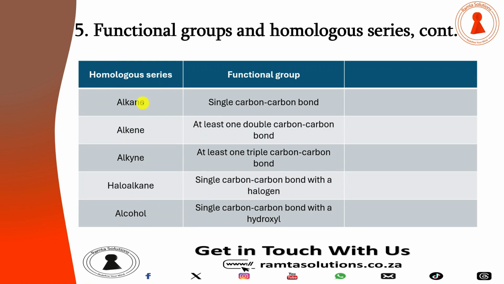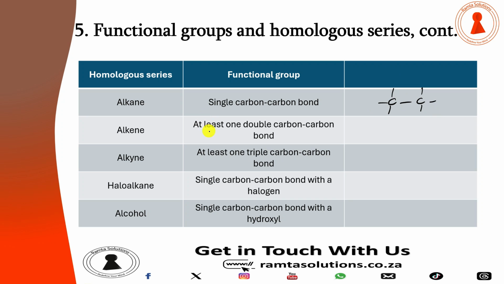The homologous series that we call alkane, its functional group is a single carbon-carbon bond. It looks like this. Let me use a black color. Single bonds are like this. Can you see that? These ones are where your hydrogens are.